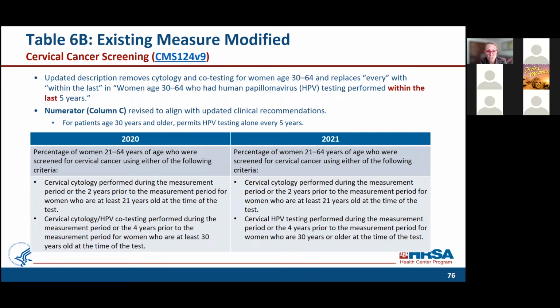The second change from the measure steward updates the numerator to align with the most recent clinical recommendations. Now the second numerator criteria, shown in this slide in the bottom right side, is the cervical HPV testing performed during the measurement period or the 4 years prior to the measurement period for women who are 30 years or older at the time of the test.